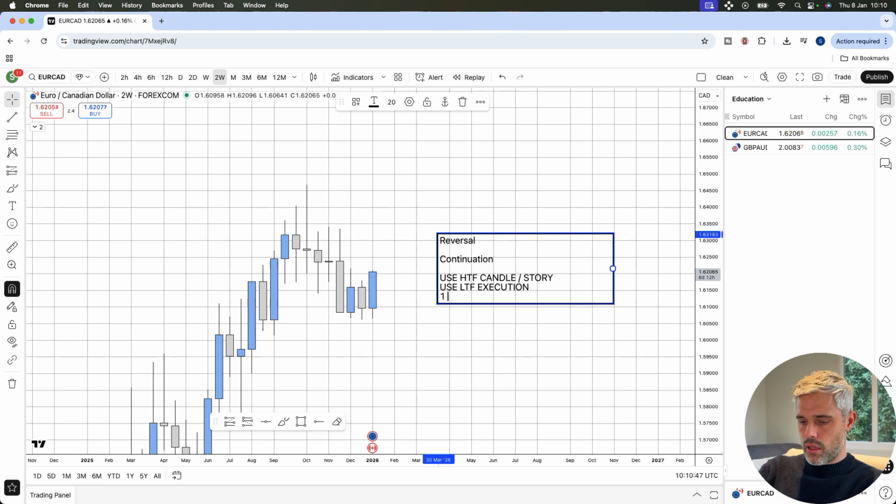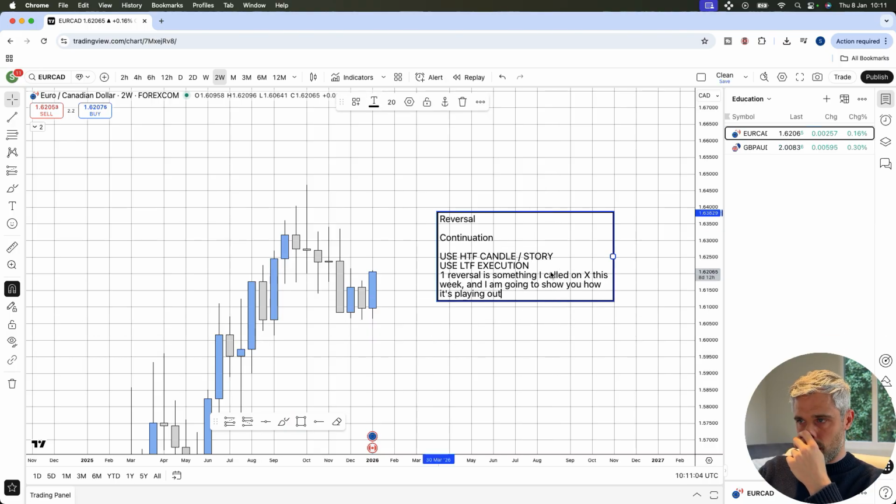One, I think the reversal is something I called on X this week, and I am going to show you how it's playing out. Why am I writing this? I don't know, but just to make this explicitly clear.